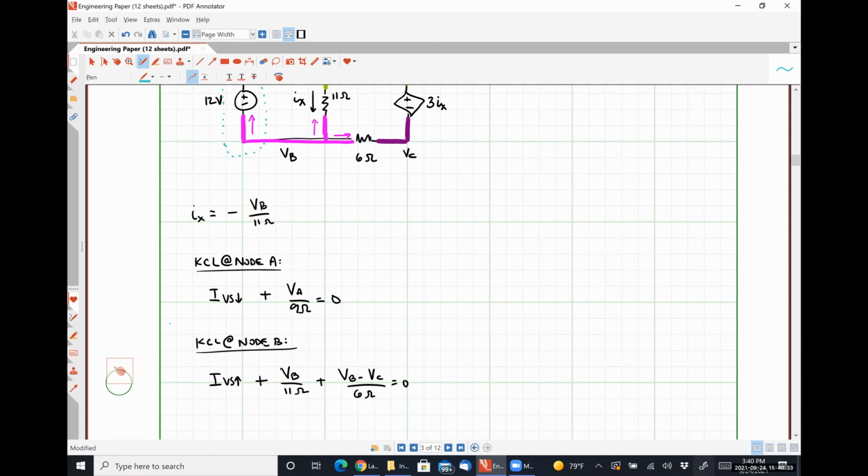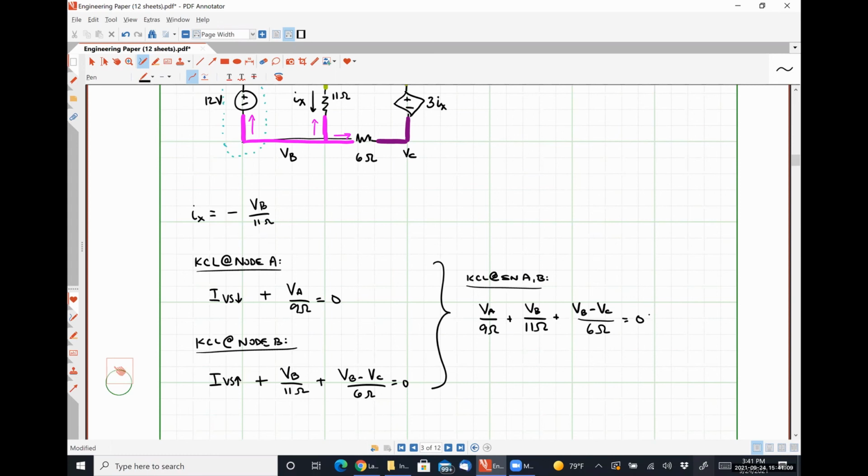So instead of this, I get KCL at supernode A, B is just VA over 9 ohms plus VB over 11 ohms plus VB minus VC over 6 ohms is equal to 0.